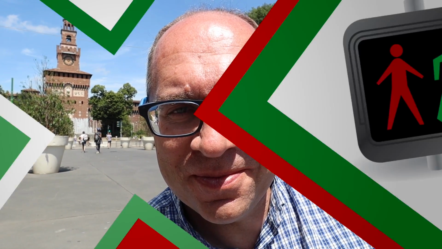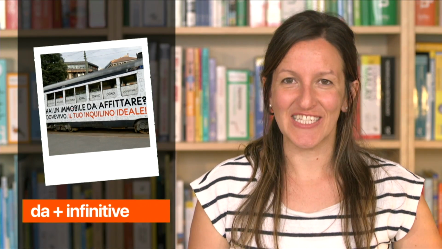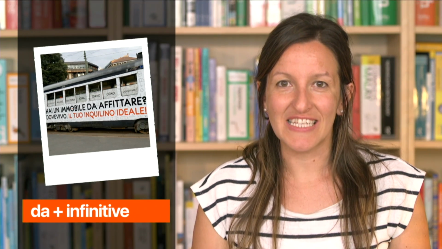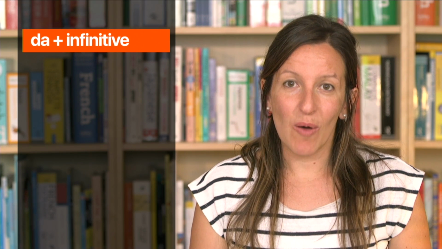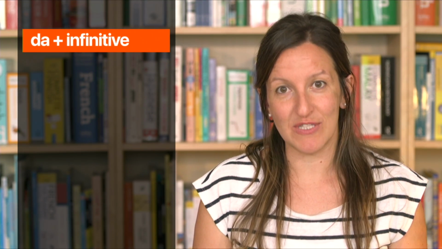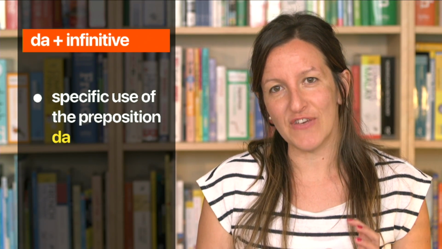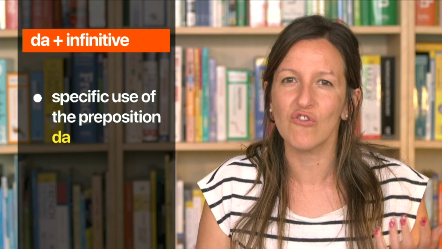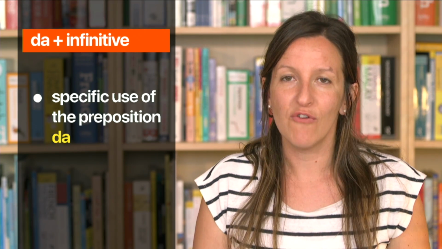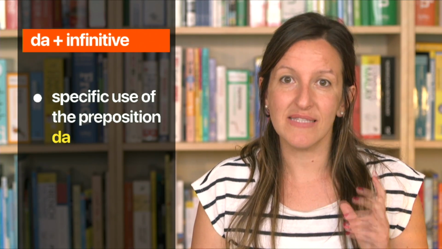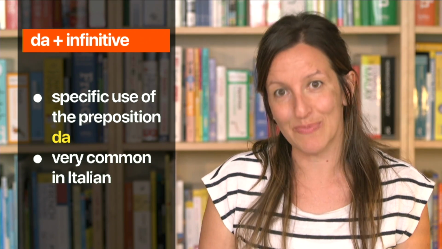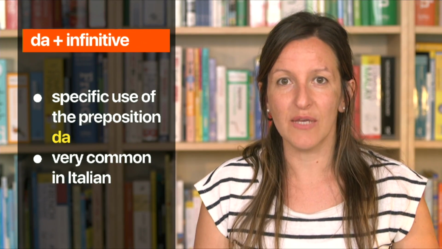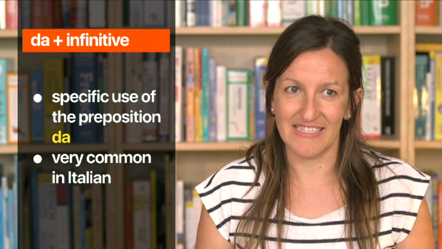Torniamo in studio. Grazie Mark, this is very interesting. Let's have a look at da plus infinitive in more detail. Da plus infinitive is a very common structure in Italian which uses the preposition da, which we already know. But be careful because this is a very specific use of the preposition da, nothing to do with da Milano, for example, from Milan. And I must say this is also very common in Italian. You can find this structure both in spoken and written Italian.